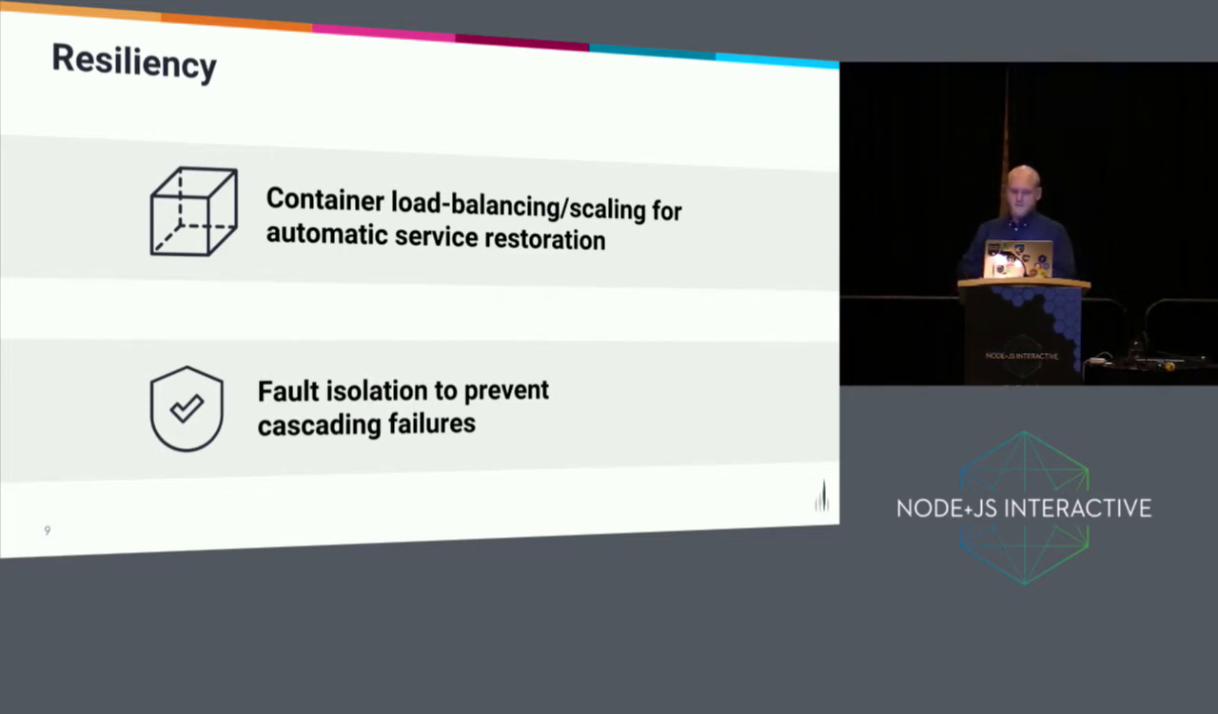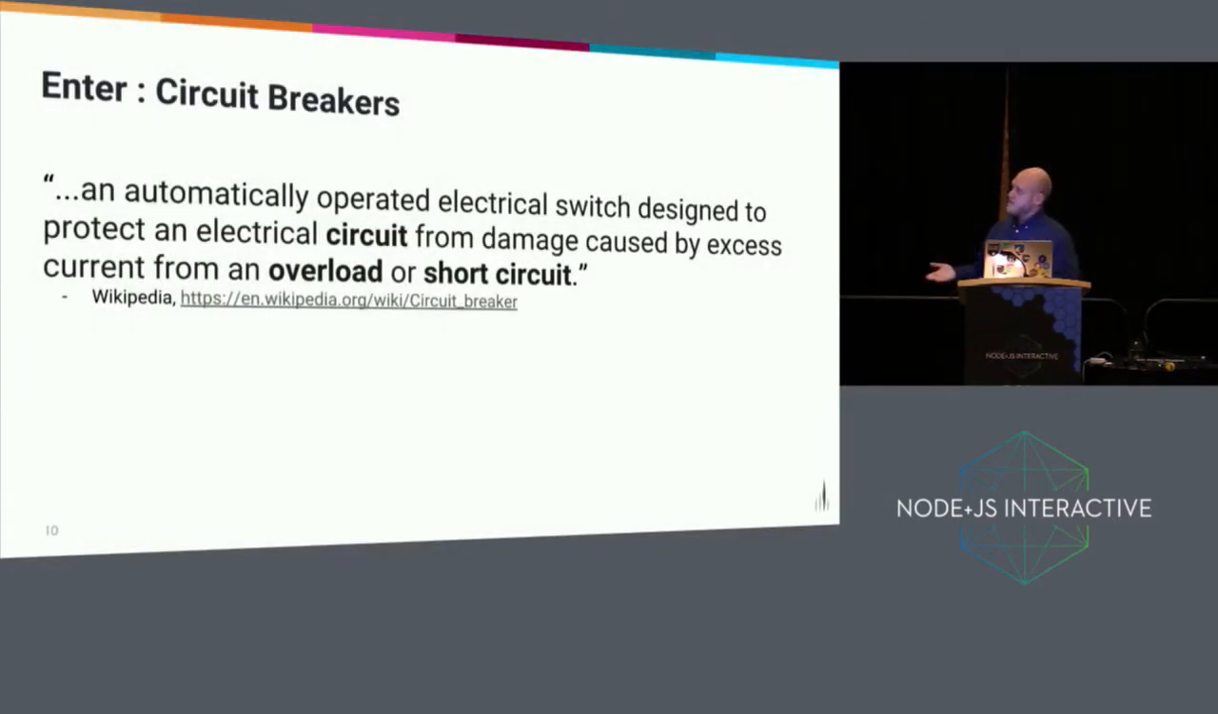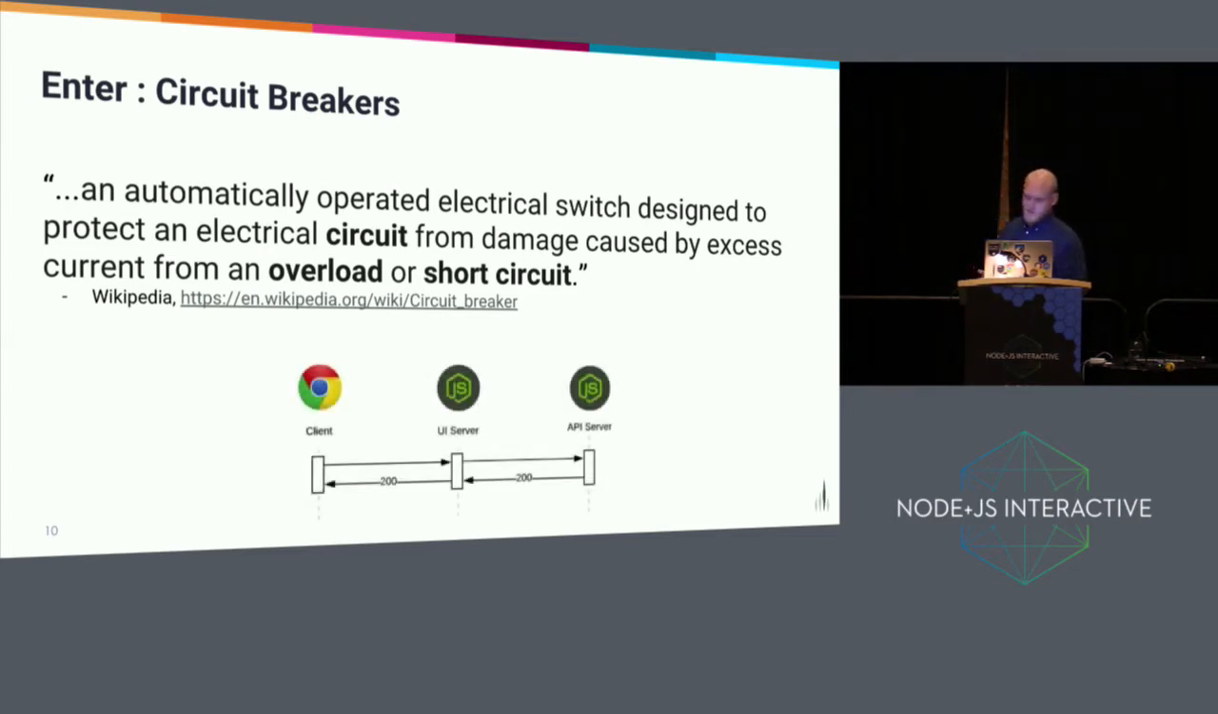So now that we've covered how to design for failure, what can we use to tie graceful degradation, monitoring, and resiliency together? And the answer is circuit breakers. From a general point of view, a circuit breaker is really just an automatic switch that protects circuits from overloading or short-circuiting. And in our case, the circuit is going to be the request and response cycle.